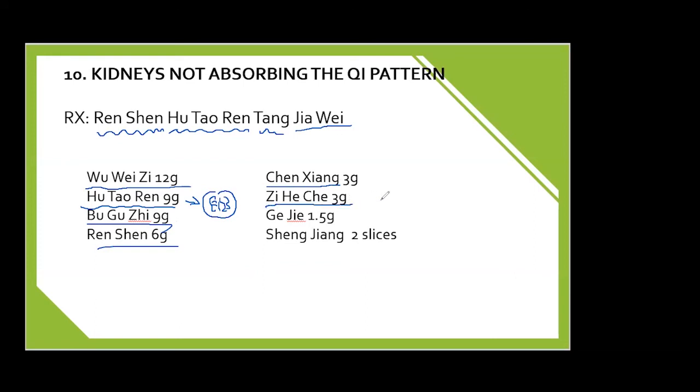Zi he che qi bu la de tou li fai. But I don't think we have zi he che here. And jie geng opened the lung. Shengjiang Hamlet's whole formula. So thus, we can specially use this kind of condition for Qi deficiency kind of condition.